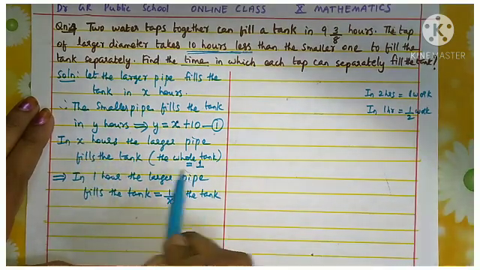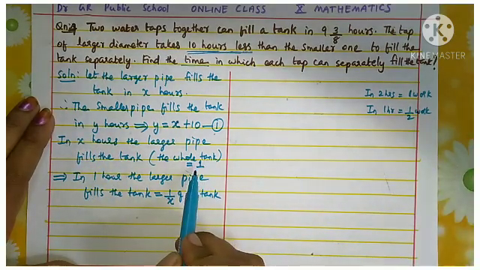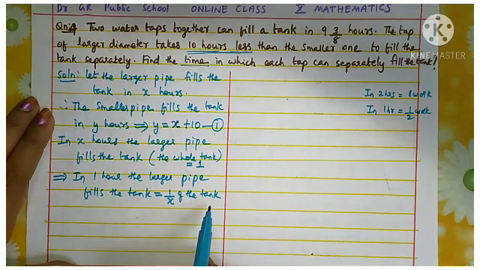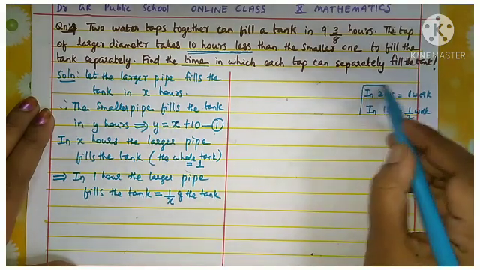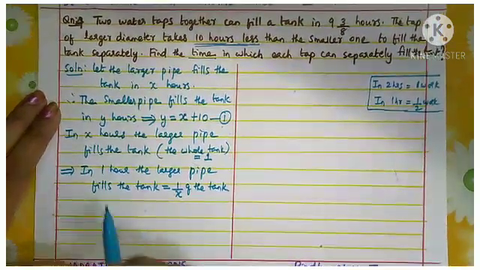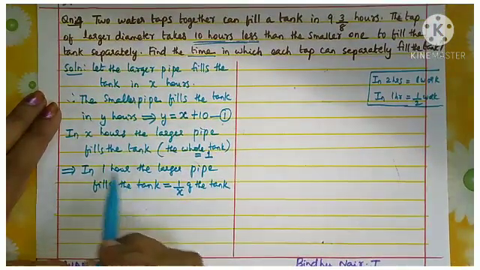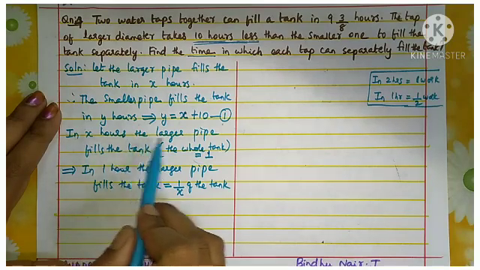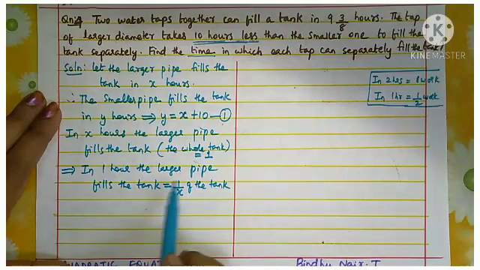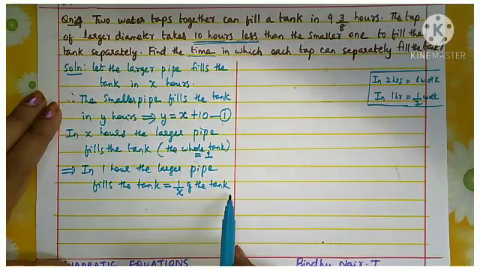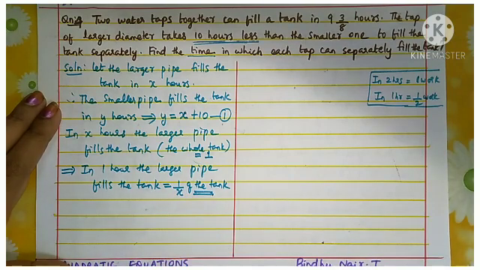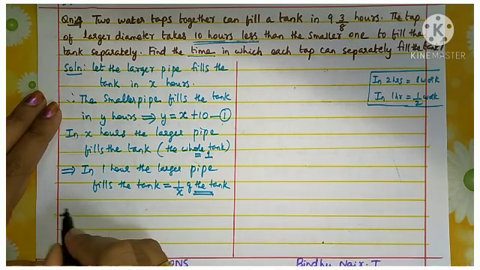In x hours, the whole tank is filled. Then in 1 hour, 1 by x of the tank is filled. Okay, understood? So all of you just go through this. This is the important point here. We have taken in x hours, the larger pipe fills the tank fully. So in 1 hour, the larger pipe fills 1 by x of the tank. Understood? Similarly, you are writing for the smaller pipe. So how can you write?